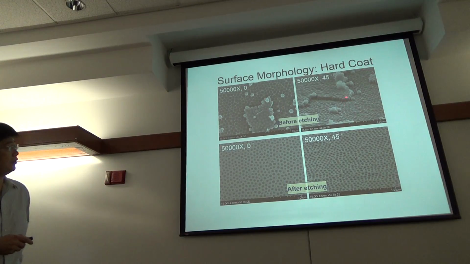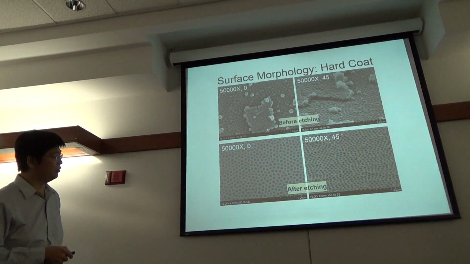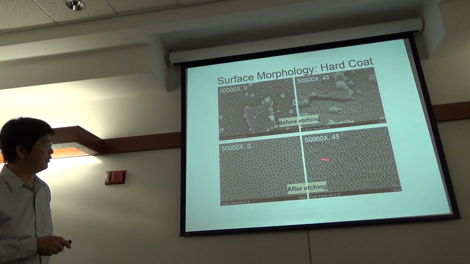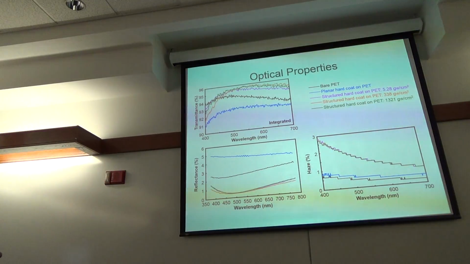And there are some residues when you remove that. So you use the HF dip, then you can have beautiful holes over there. So how about optical property?